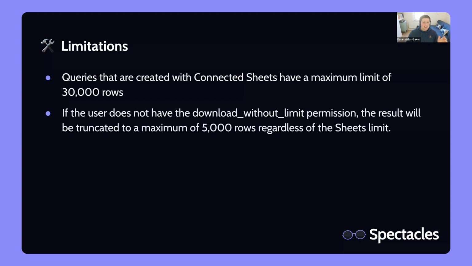And then if the user doesn't have the download without limit permission, which is a permission that the user would have in Looker, the result will be truncated to the standard maximum of 5,000 rows, regardless of what they're trying to pull into Sheets. Again, this is basically just saying your limits in Looker are replicated in Sheets. You don't get to circumvent those just because you're doing it in Sheets. You're bound by the same things.